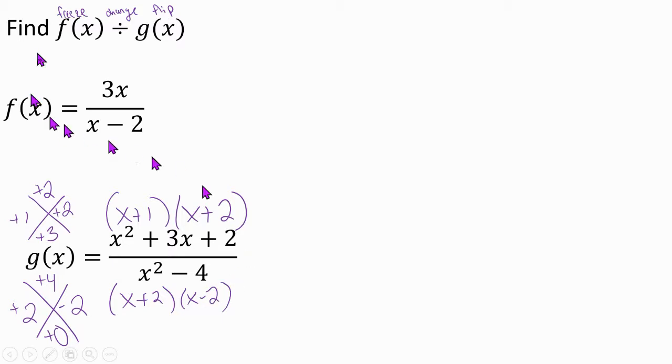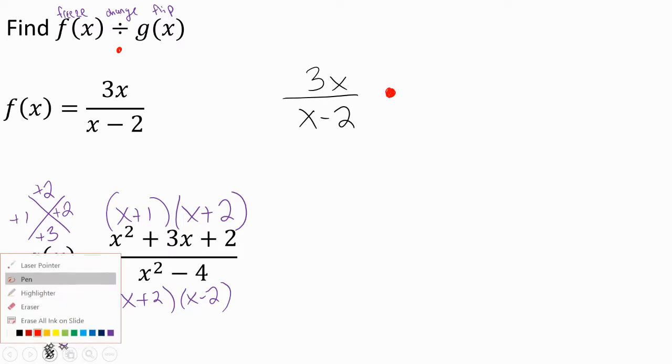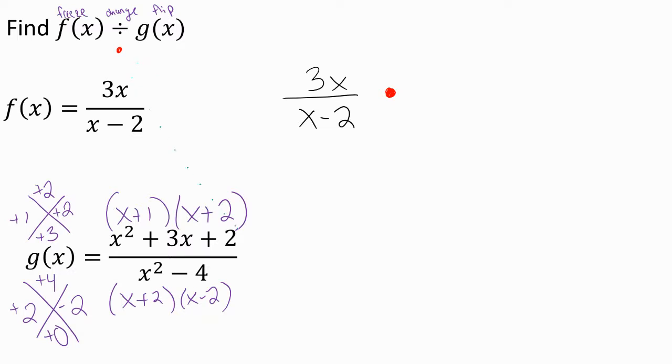All right, so we're going to go ahead and do our freeze. That means whatever this was, we're going to leave it exactly the same: 3x over x minus 2. We're going to now change that to multiplying. So instead of dividing, it's going to change to multiplying. And then this second one, the g of x, we're going to flip.